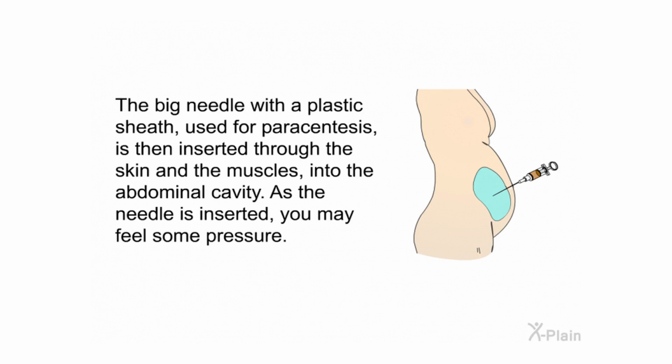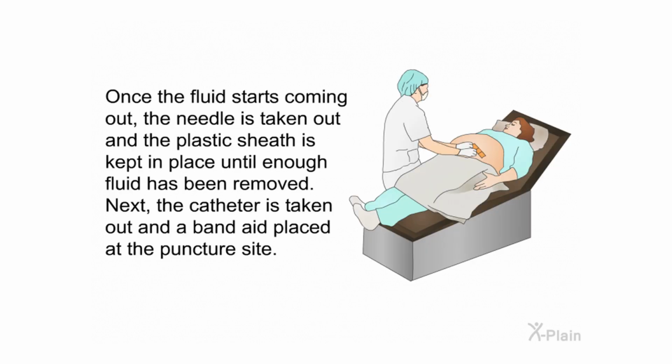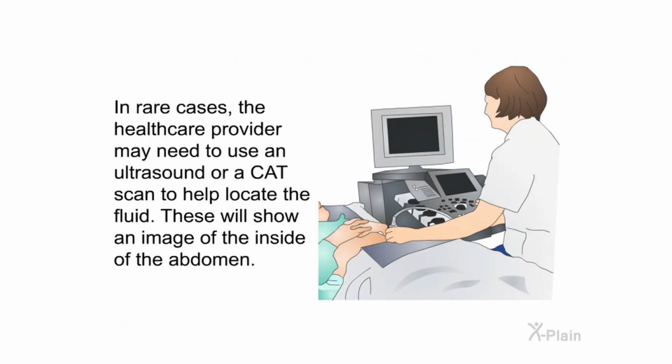The big needle with a plastic sheath used for paracentesis is then inserted through the skin and the muscles into the abdominal cavity. As the needle is inserted, you may feel some pressure. Once the fluid starts coming out, the needle is taken out and the plastic sheath is kept in place until enough fluid has been removed. Next, the catheter is taken out and a Band-Aid placed at the puncture site. In rare cases, the healthcare provider may need to use an ultrasound or a CAT scan to help locate the fluid. These will show an image of the inside of the abdomen.